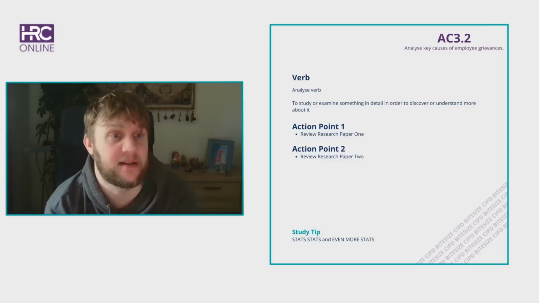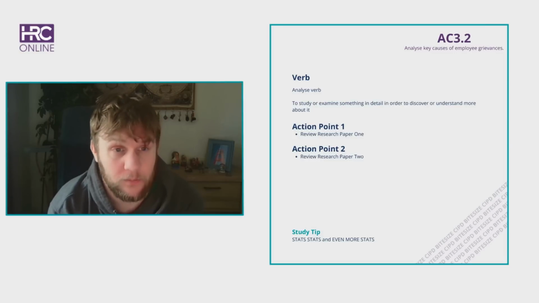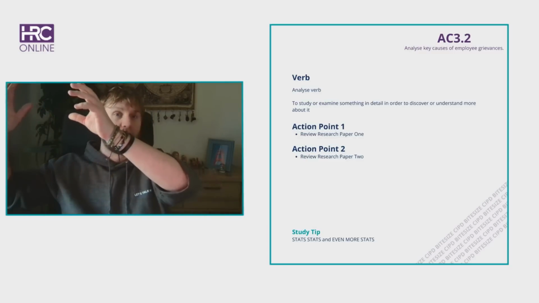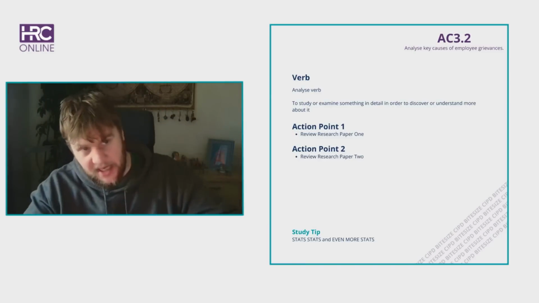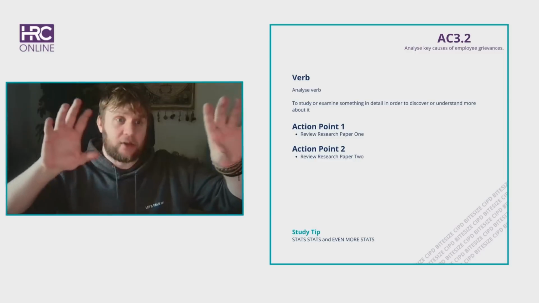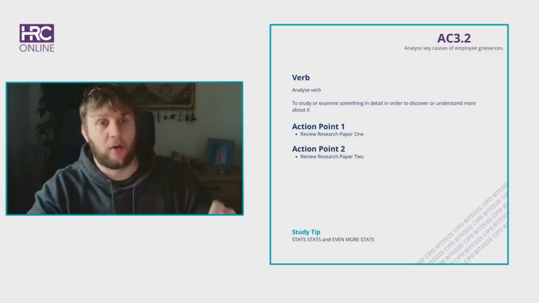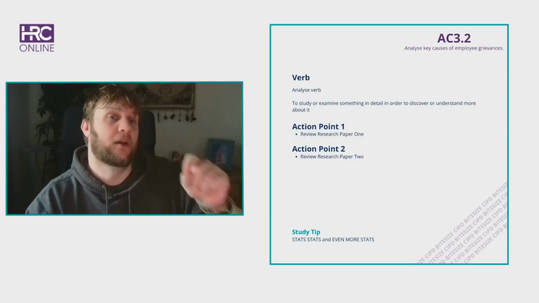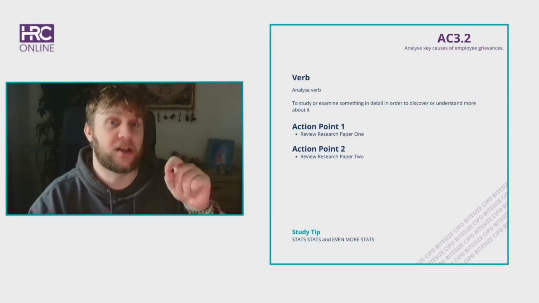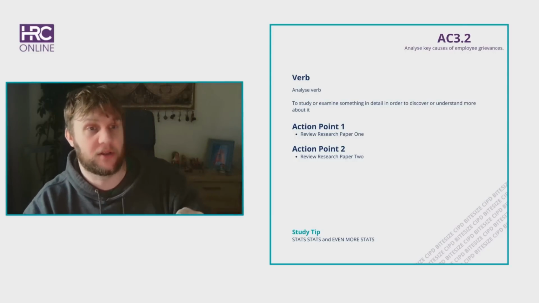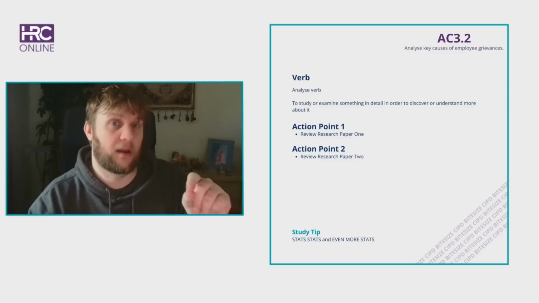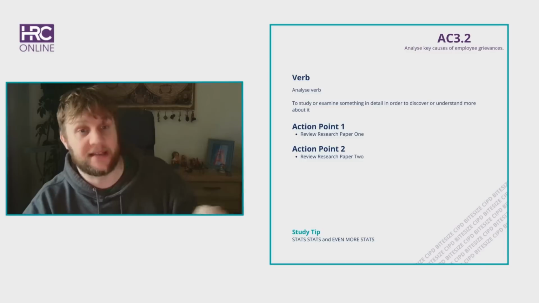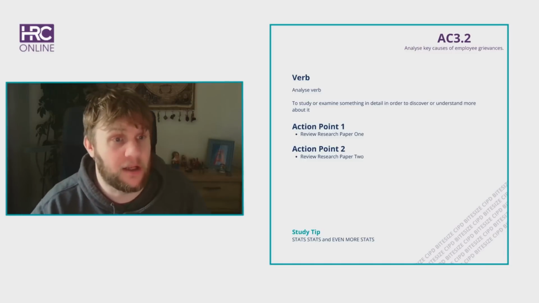And evidence is detail. So as always, what we say is in the top left-hand corner, you put AC 3.2. That's how CIPD want you to lay out your work. AC 3.2 in the top corner, and then action point 1 is your first subheading, and action point 2 is your second subheading, which is key cause of employee grievance 1, key cause of employee grievance 2. Example 1, example 2. Absolutely fine to do it that way.